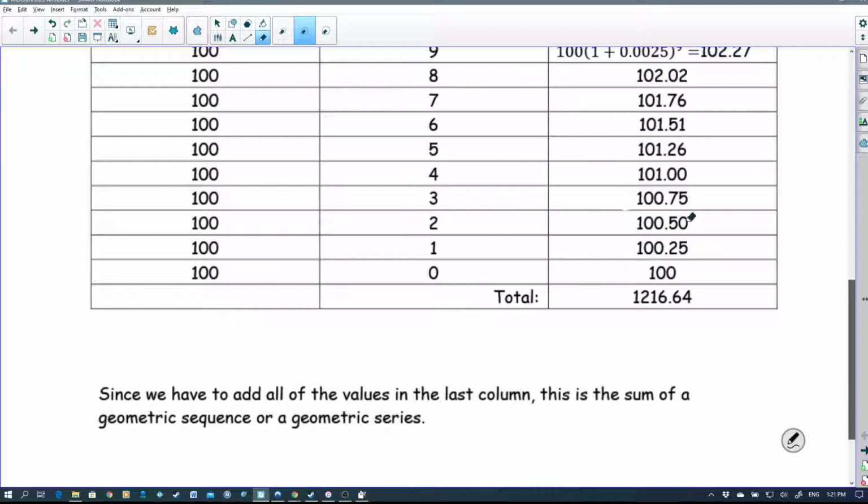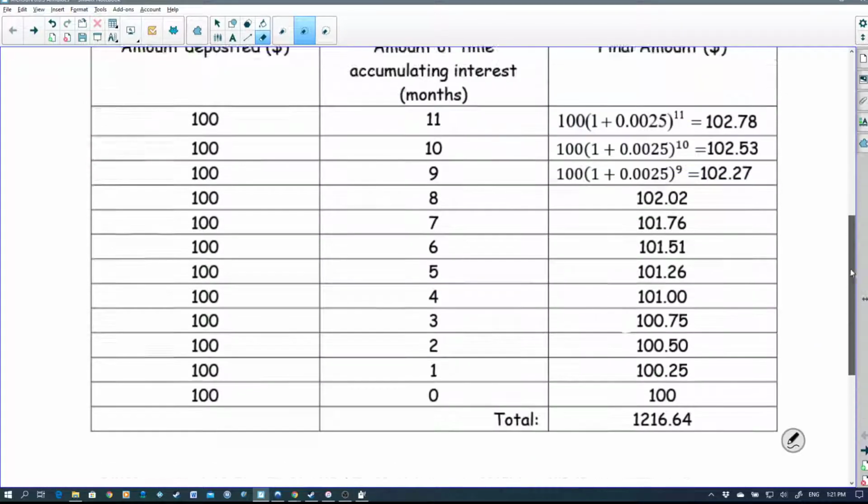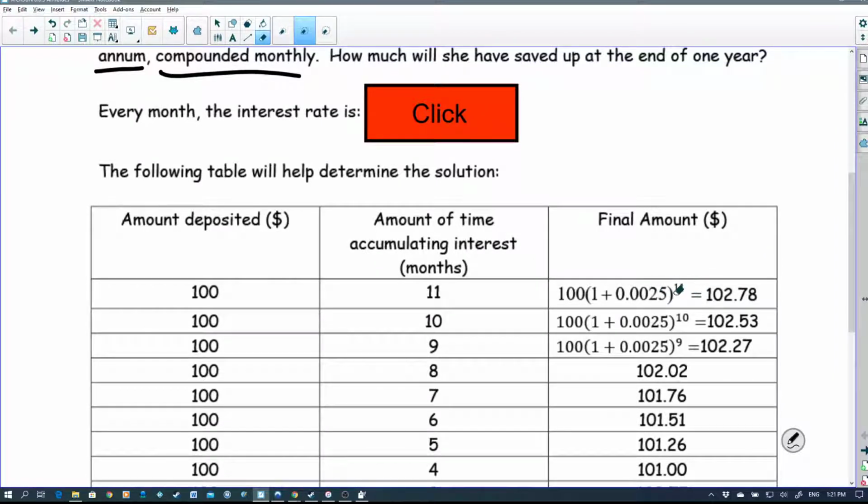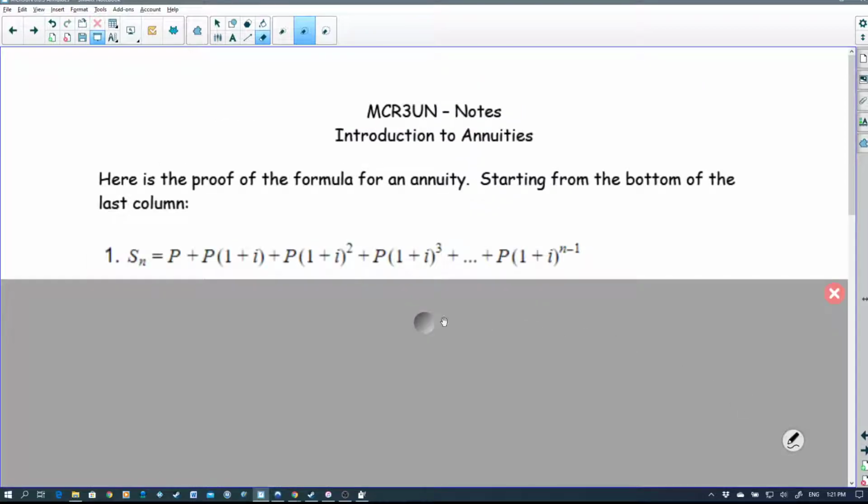And then this one would be P times 1 plus I squared. And if we add all of those up, again, I want you to notice that the last power is 11, even though there are 12 entries, because we started at a power of 0, power of 1, power of 2, power of 3, all the way up to power of 11, and that's why this is an n minus 1. Now, in the previous example we did for 12 months, I used n, though, to represent any number of months.